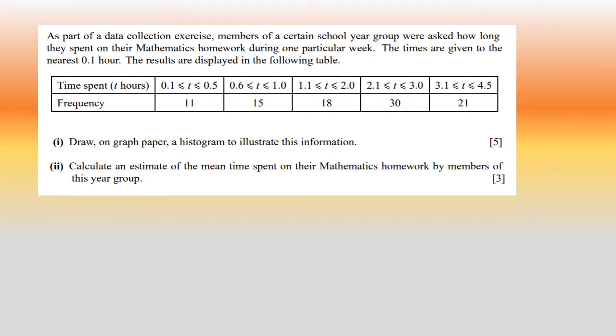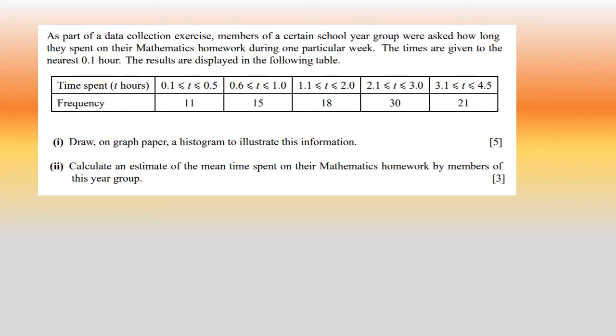Look at this question. As part of a data collection exercise, members of a certain school year group were asked how long they spent on their mathematics homework during one particular week. The times are given to the nearest 0.1 hour. The results are displayed in the following table. The table shows the first time interval 0.1 to 0.5, where the next time interval begins with 0.6 to 1.